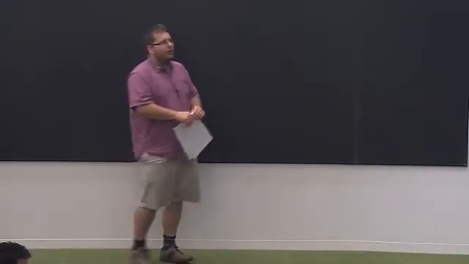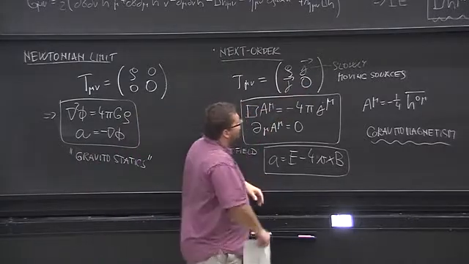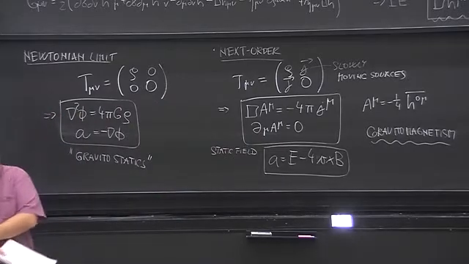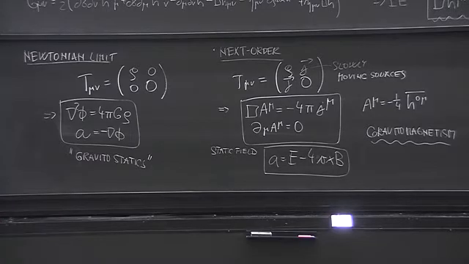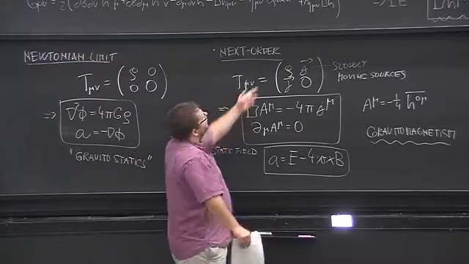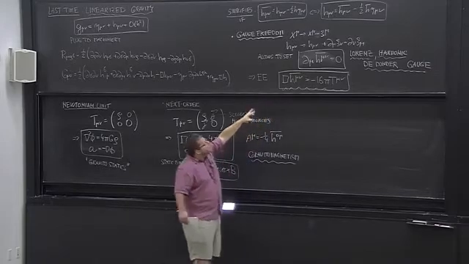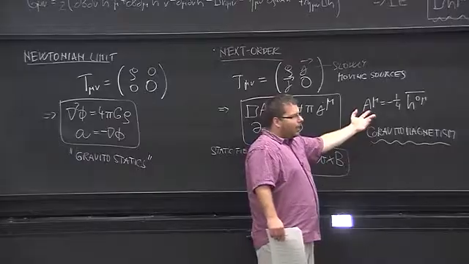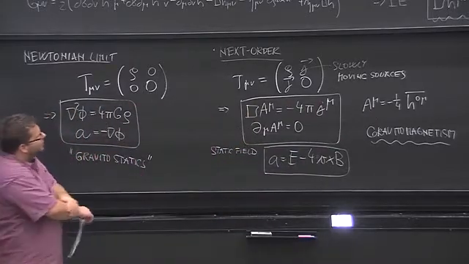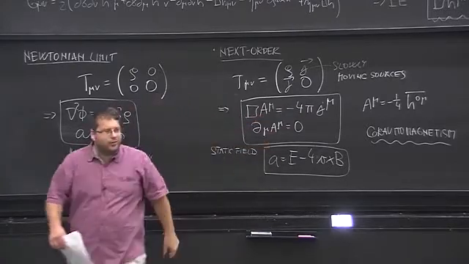So the next order would be to consider that I still have small pressures, but now I can have slowly moving sources. So J is small, but I'll be expanding to linear order in J, so to linear order in velocities. And then you can show that if you look at the component nu equal to 0, so you have h bar mu nu, and then you call that the four-potential A mu, then the linearized Einstein equation simply rewrites as box on A mu equals 4 pi J mu, and this is our Lorentz gauge condition.